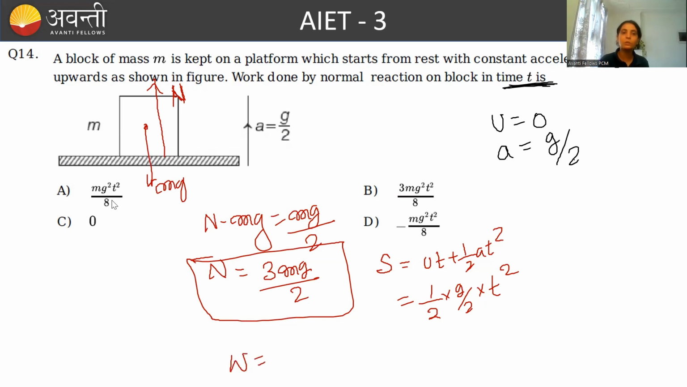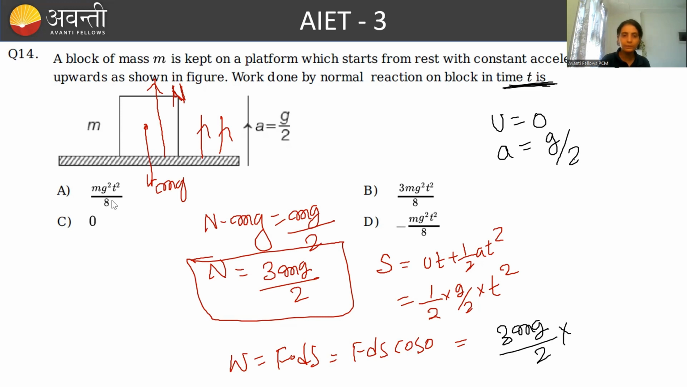Now what will be the work done? Force into displacement, because the force is in this direction and the displacement is in this direction. What is the angle between force and displacement? It is F dot ds, right? So F ds cos 0. Now write the value of force. Force is how much? 3mg by 2. So write 3mg by 2 here. ds, the displacement, is how much? This is equal to gt square by 4. Cos 0 is 1. So the answer will be 3mg square t square by 8. So the correct answer should be B.